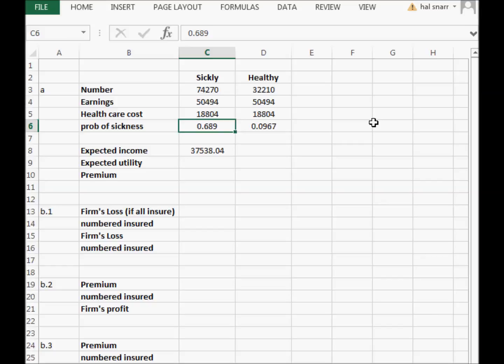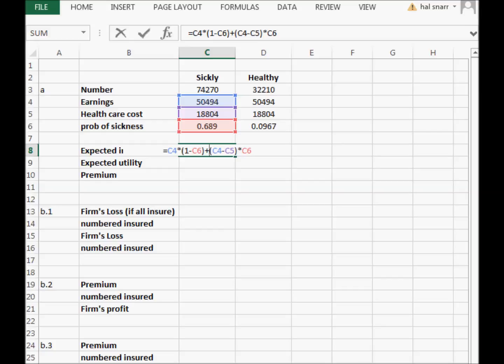The probability of a sickly person getting sick is 0.689. The probability of a healthy person getting sick is 0.0967. The expected income of a sickly person is C4. C4 is the person's earnings times the probability of not getting sick, 1 minus C6, which is 1 minus 0.689.